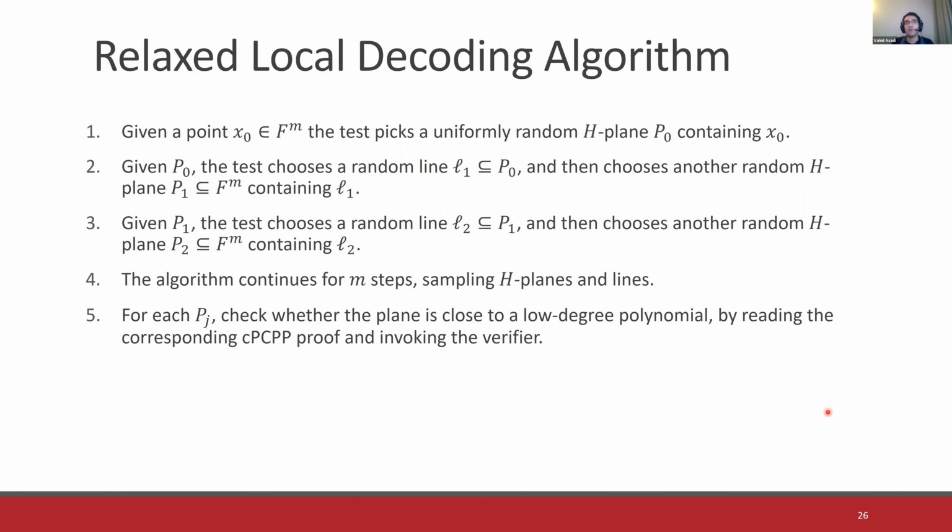Then for each one of these planes, you check whether these planes are close to a low degree polynomial or not. And you're doing this by reading the canonical PCPP proof that you have added to this encoding. By giving that proof and that plane to the verifier, which reads a constant number of locations in them.